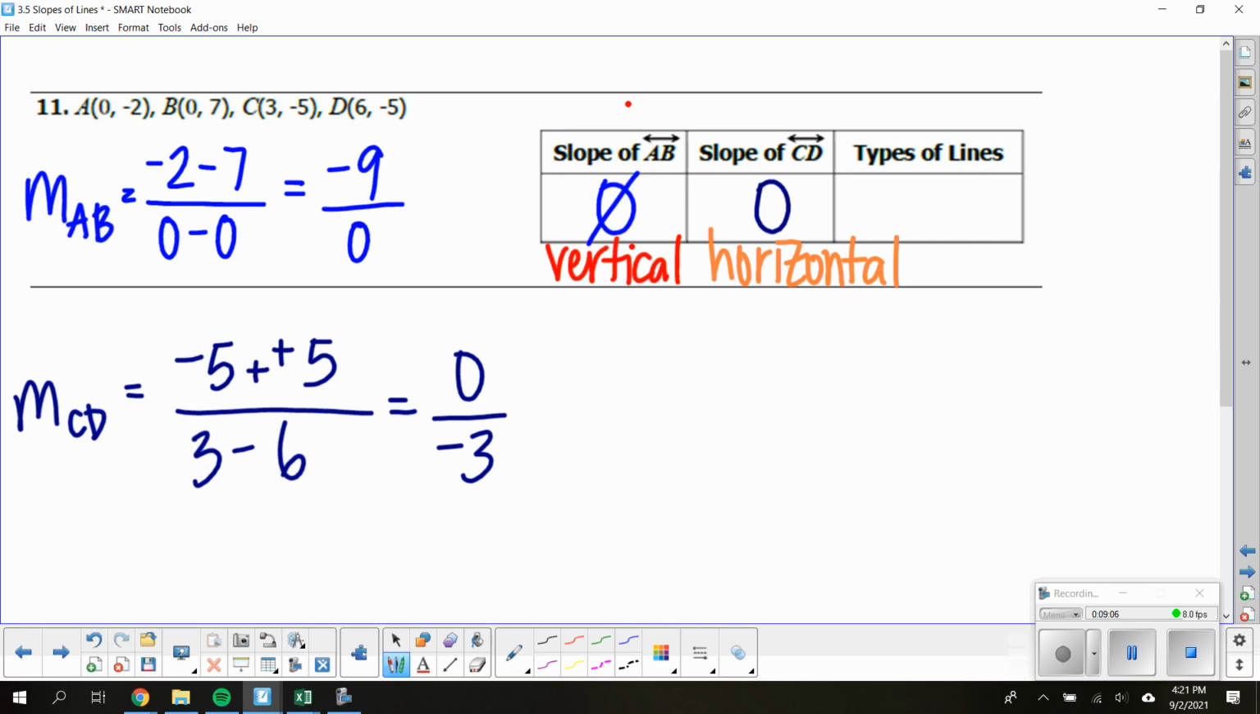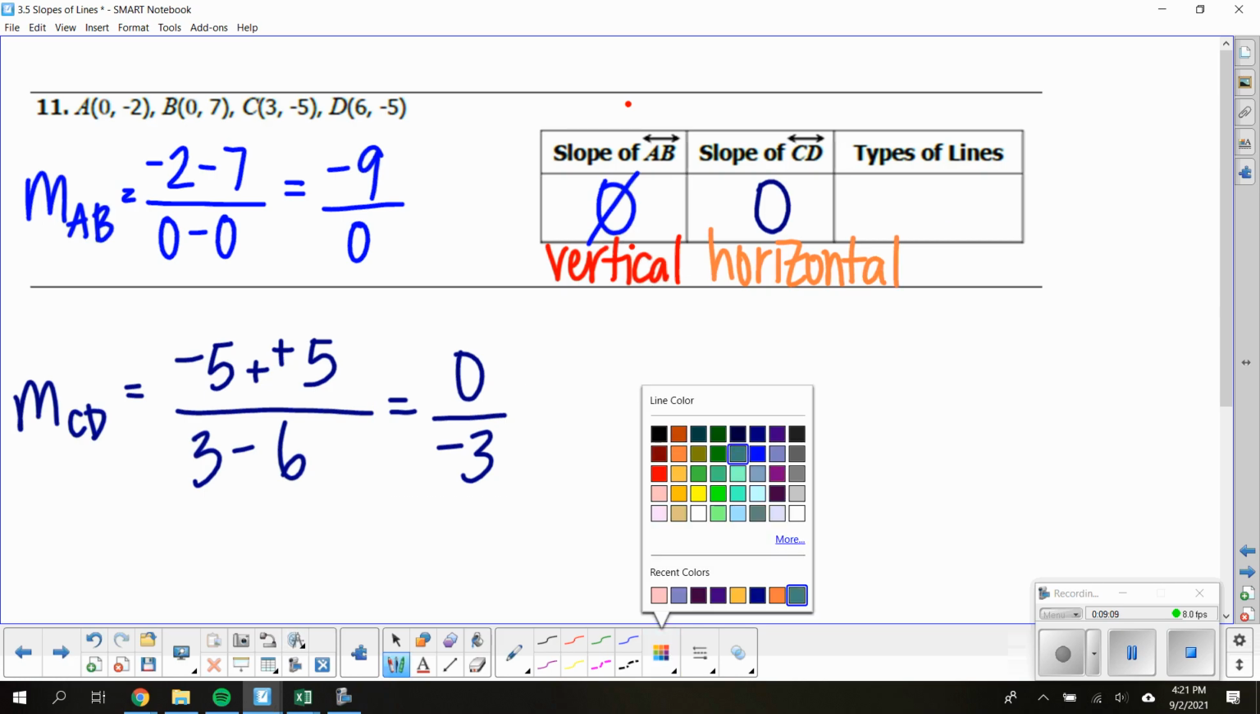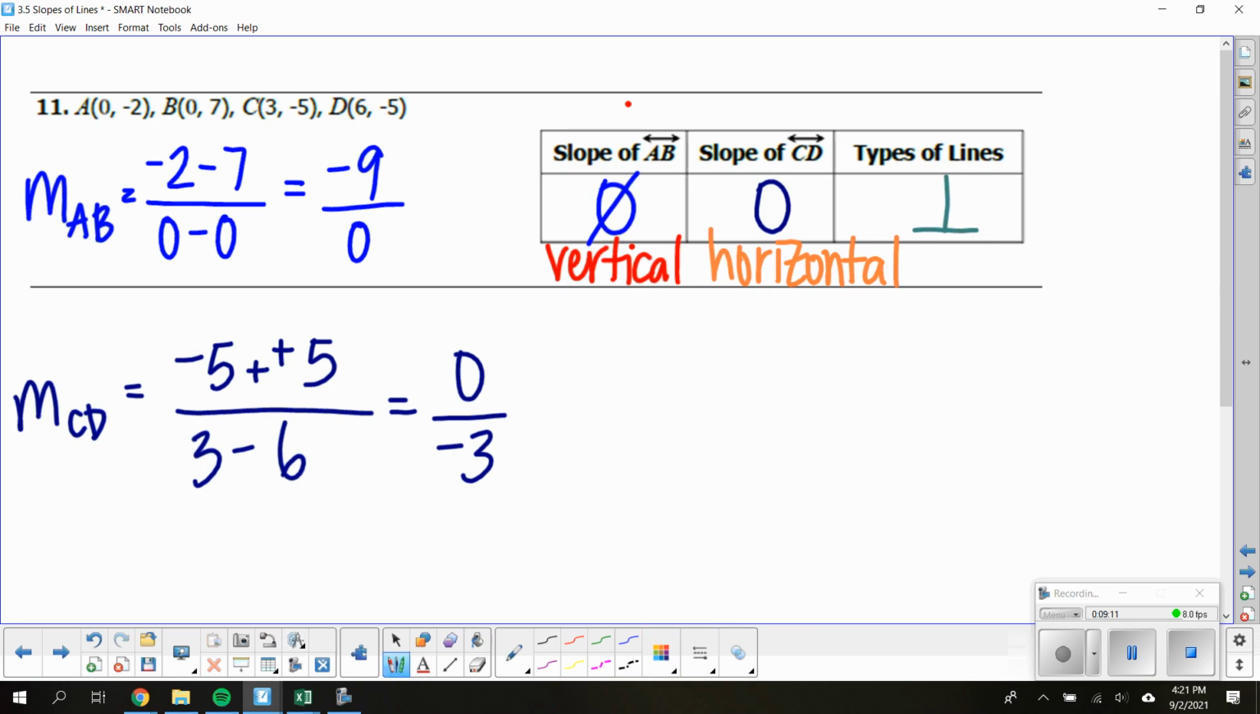Horizontal and vertical lines always intersect in a perpendicular nature. So the most important part here is that you're just remembering 0 can never be in the denominator of your fraction. If that happens, it's undefined. 0 can be in the numerator. If that happens, it is 0.